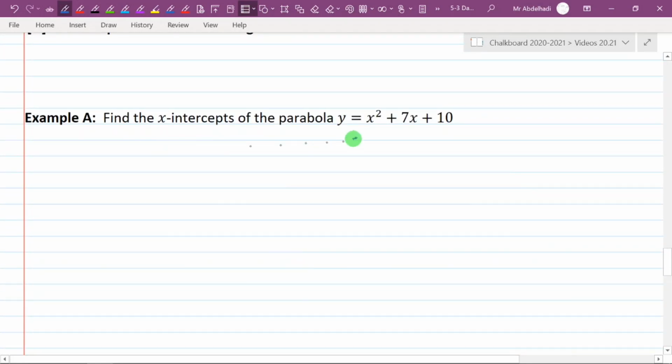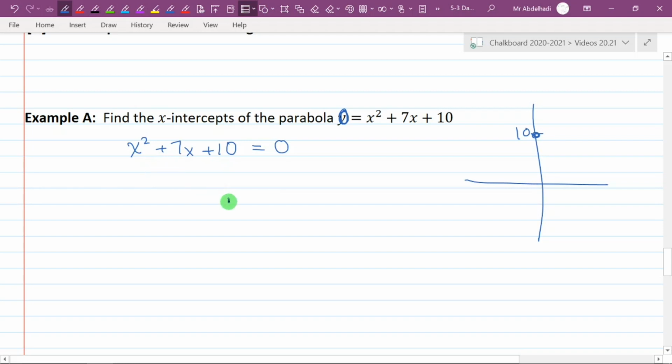Find the x-intercepts of this parabola right here. Like I said before, if you want to find the y-intercept, you make x 0. So the y-intercept is 10, okay? So right away, you know if you have a graph that the y-intercept is 10. What are the x-intercepts? Well, you find the x-intercept by making the y 0. If you make the y 0, you have this equation here. The problem is, looking at this equation, you can't tell what the x-intercepts are. What if we factor this?